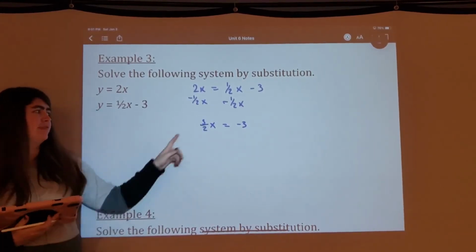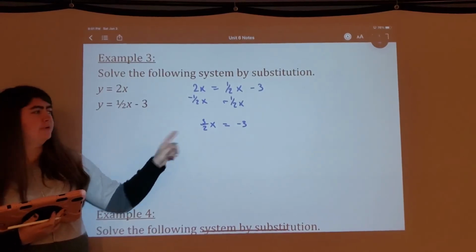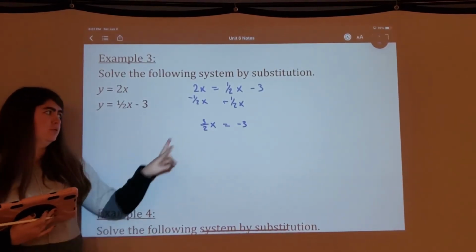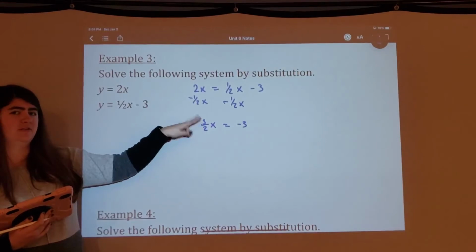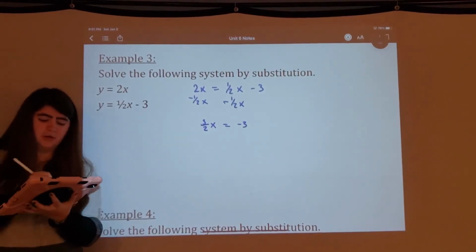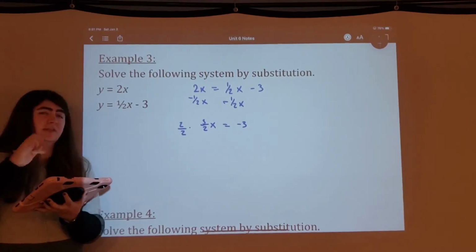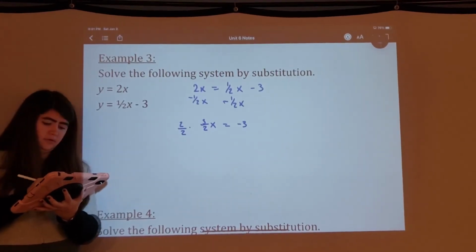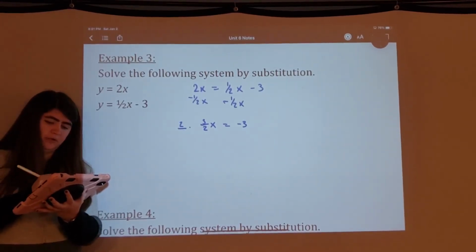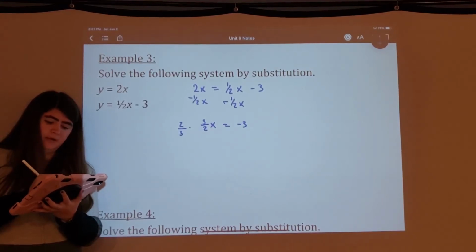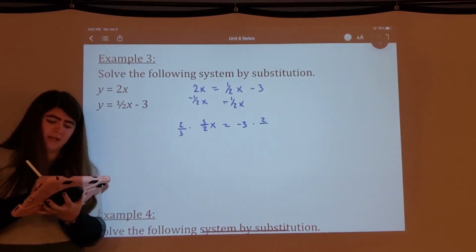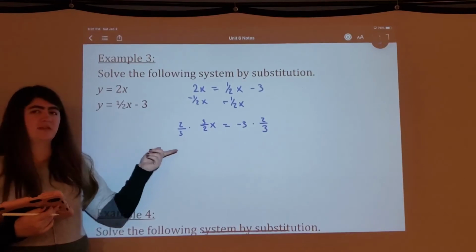And to get rid of that fraction, I'm going to multiply both sides by the reciprocal, which is when a fraction is upside down. So I'm going to multiply both sides by, instead of 3 over 2, it's now 2 over 3. Although I wrote that wrong, so let me fix that. 2 over 3. We're multiplying that on both sides. This is also the same as dividing on a fraction.